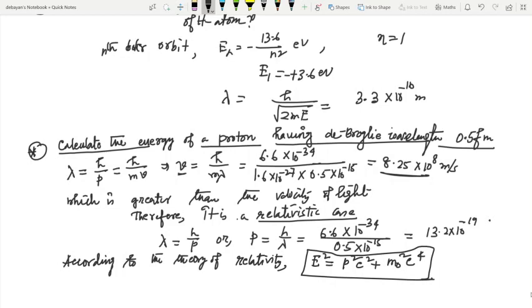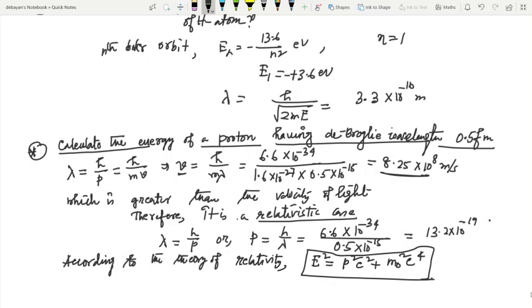If we put in the values, for p we already found 13.2 × 10^-19, so we put 13.2 × 10^-19 into 10^8, that is the velocity of light, for (pc) whole squared, plus m naught c squared, that is the rest mass energy, where m naught is the mass of the proton, 1.67, and c squared is 9 × 10^16, and that is whole squared. So the value of E comes out as 14.2 × 10^-11 joule.